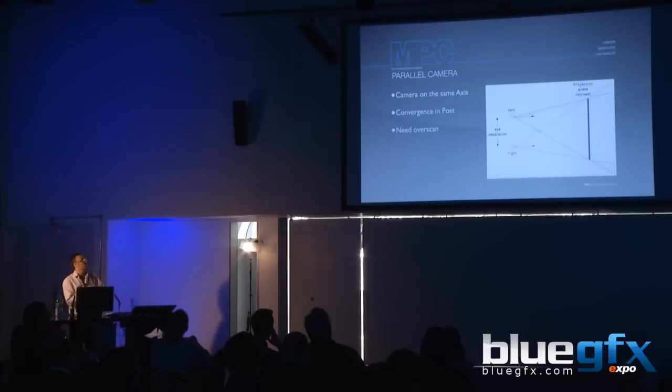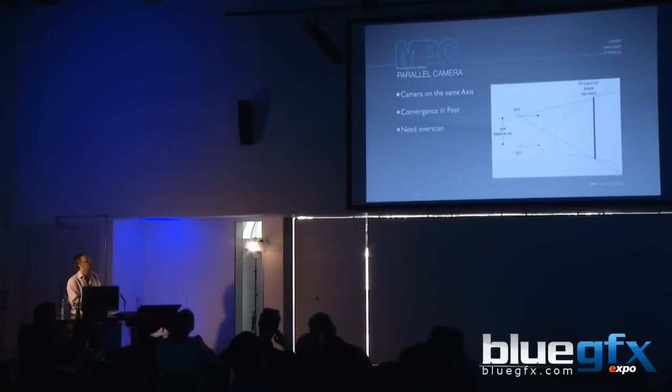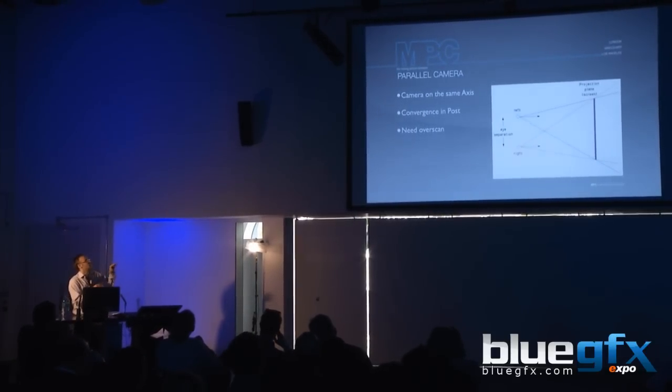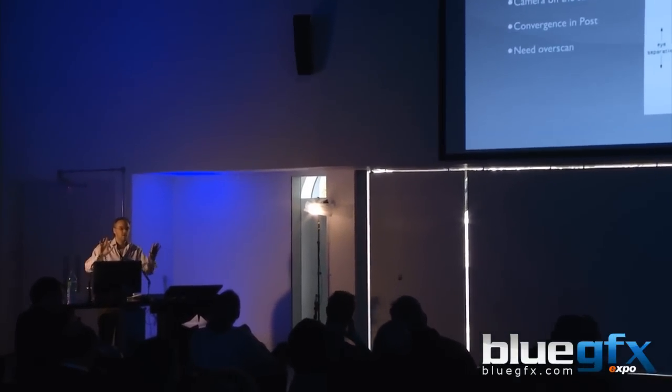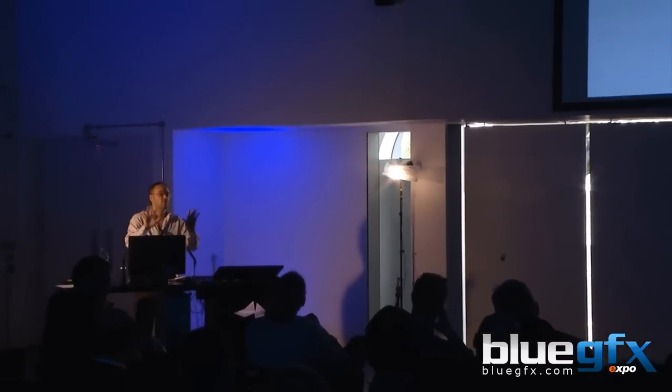That has to be done in post. Because they're parallel, the cameras never really cross, so there is no convergence when you film. You can apply this convergence in post-production, and that's what we do in film. You need overscan. What do you need overscan for? Because when you apply convergence, you take those two pictures and you apply a small transform. You spread them across a little bit to adjust the plane of convergence. For that, you have to have extra room on your images to make sure that as you slide them, there is information there. Otherwise, you're going to get black bands or things like this.